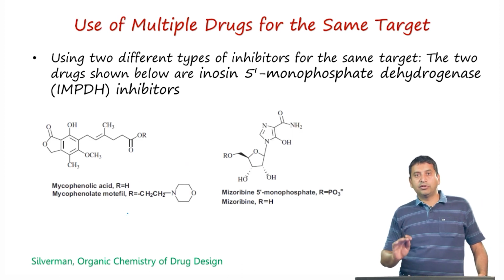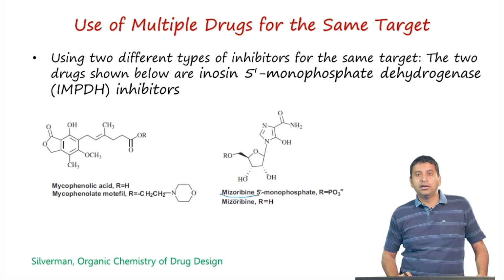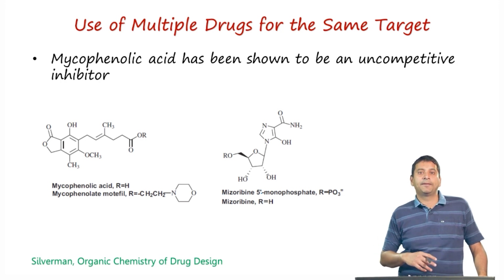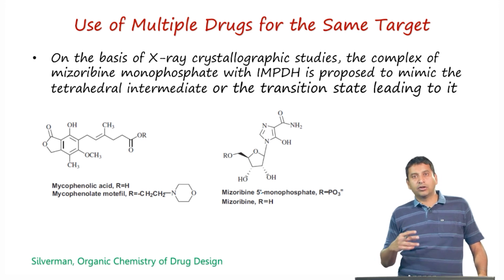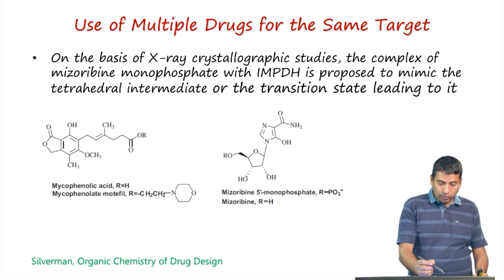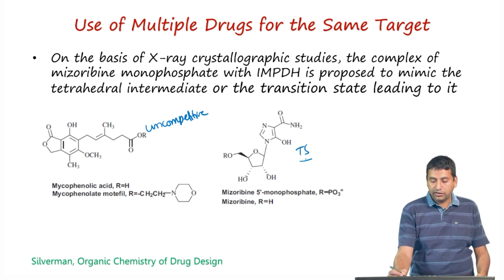Using two different types of inhibitors for the same target can also be done. Here is the example. You have mycophenolic acid and mizoribine, which both are inhibitors of inosine 5 monophosphate dehydrogenase, which is IMPDH. Mycophenolic acid has been shown to be an uncompetitive inhibitor of this enzyme. And on the basis of X-ray crystallographic studies, the complex of mizoribine monophosphate with IMPDH is proposed to mimic the tetrahedral intermediate or the transition state leading to it. So, this is an uncompetitive inhibitor, while this is a transition state inhibitor.